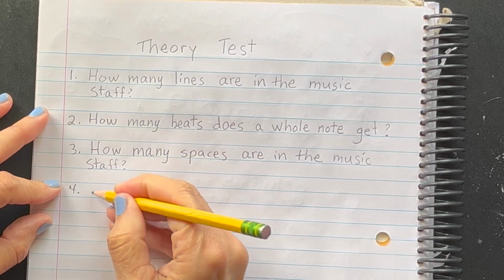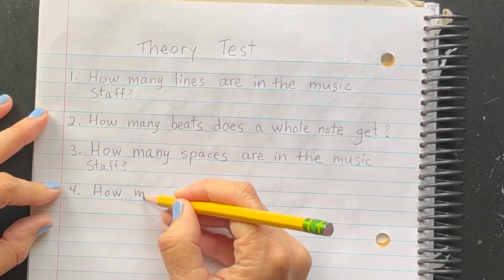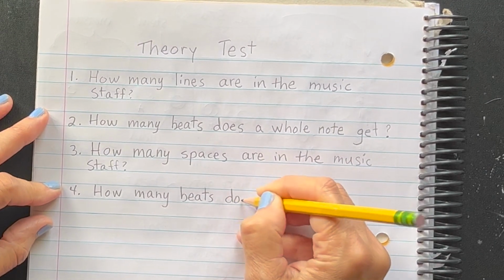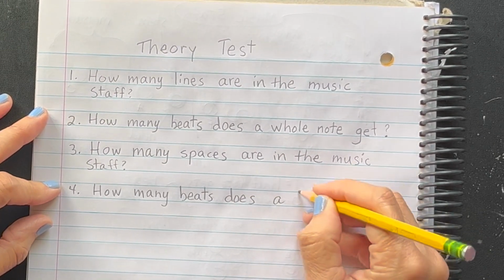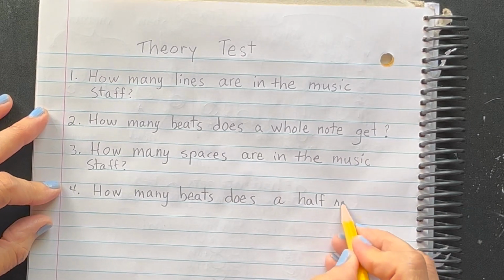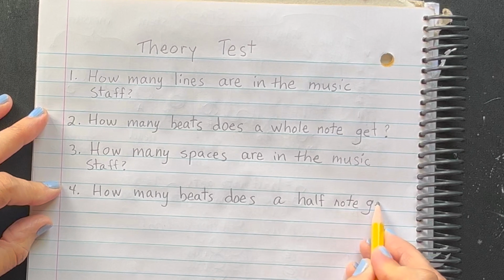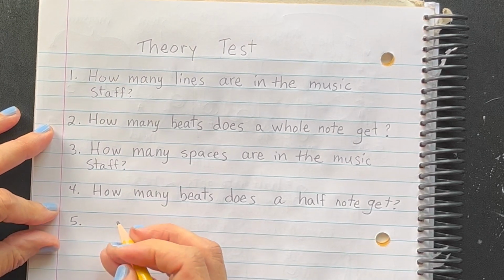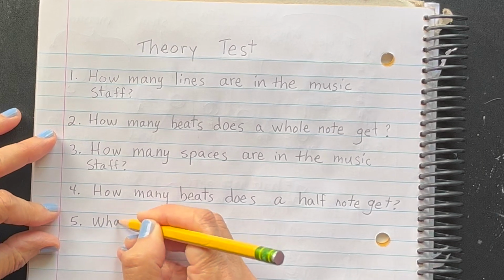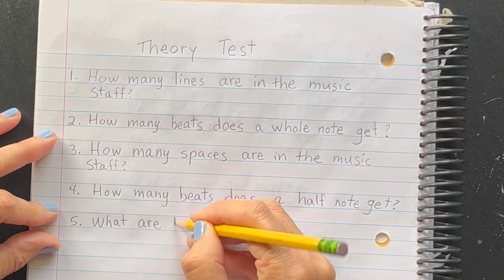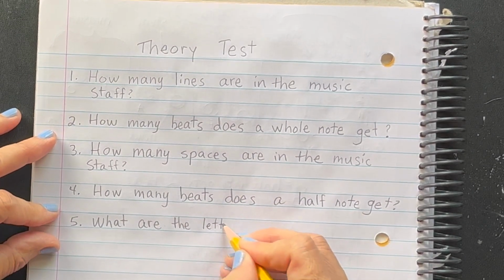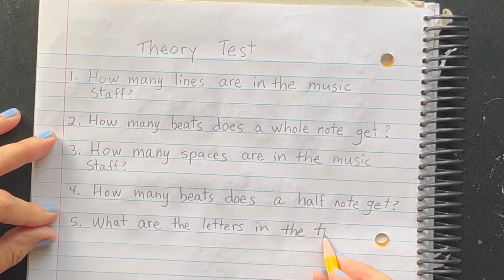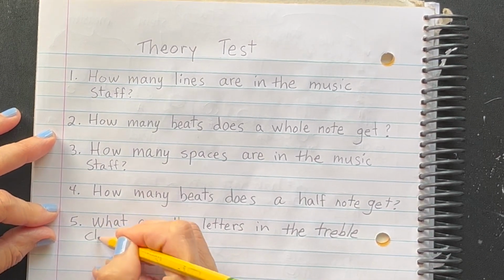4. How many beats does a half note get? 5. What are the letters in the treble clef spaces?